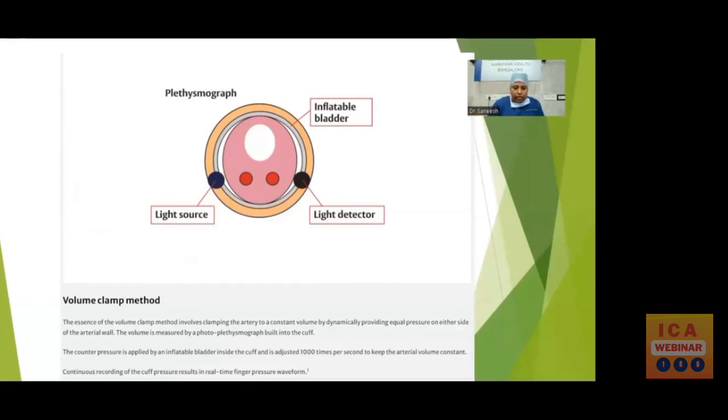The volume is measured by a photoplethysmograph built into the cuff. Continuous recording of the cuff pressure results in real-time finger pressure waveforms.